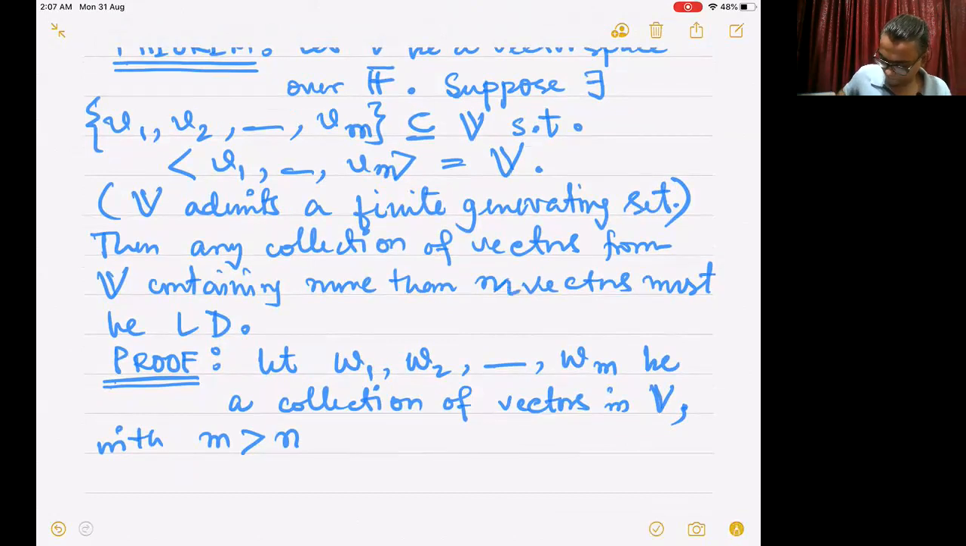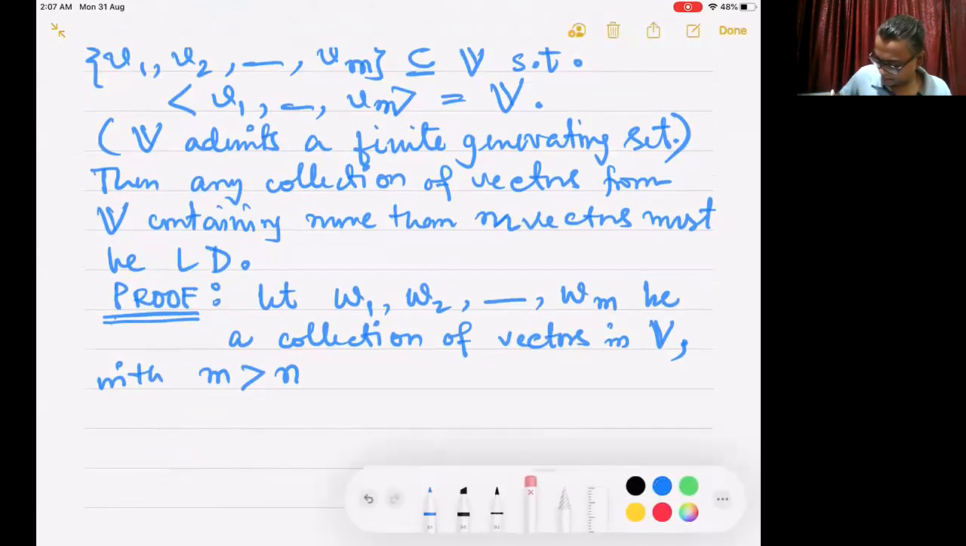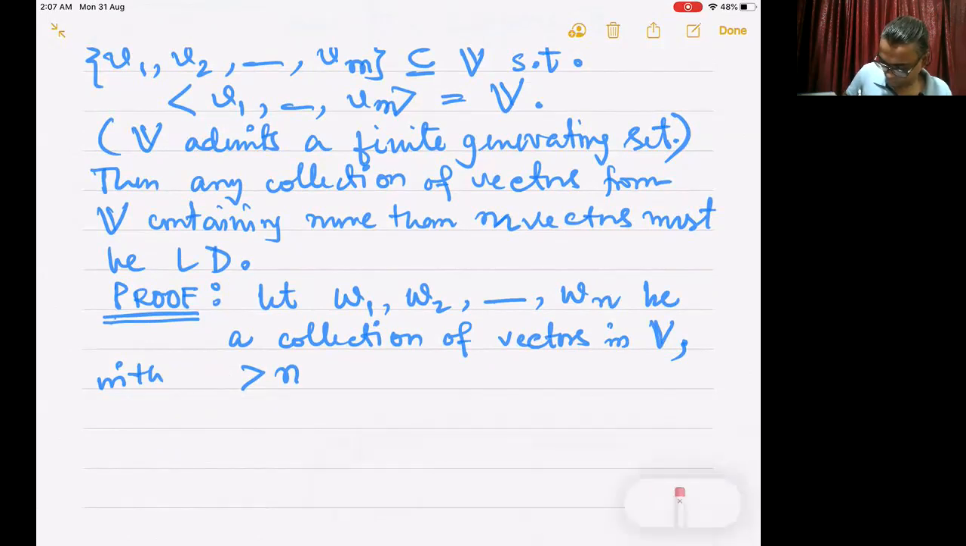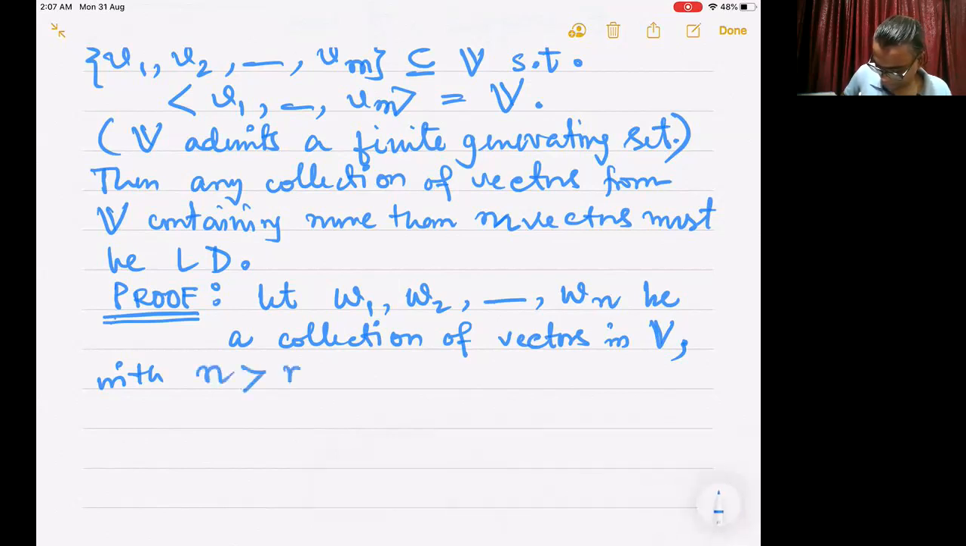More than m vectors, and this we consider as n. Yeah, because that will be more aesthetical, kind of psychologically, this we take as n. We'll see the reason why I'm doing this small adjustment very soon. n is strictly bigger than m. So the generating set has m vectors, and I'm taking n vectors, w1 up to wn.